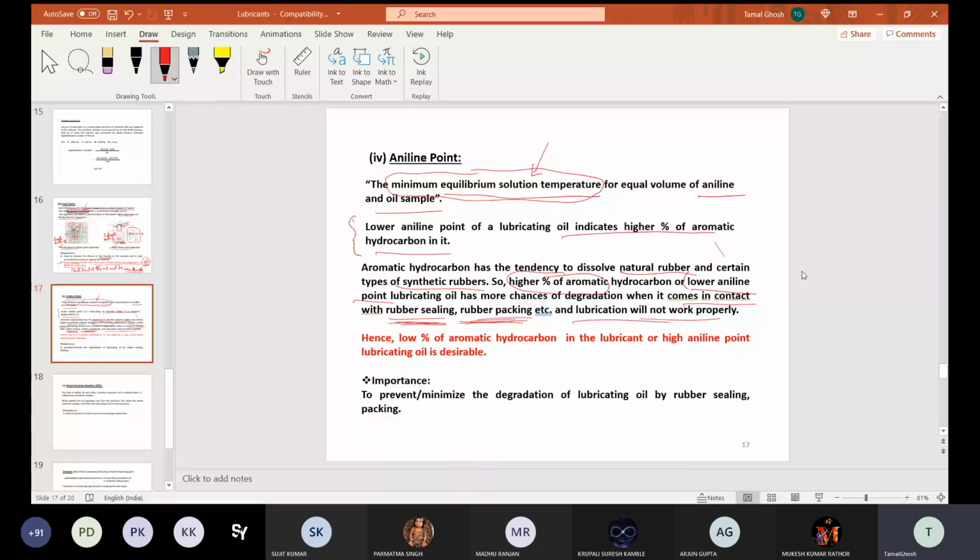So our requirement is that a low percentage of aromatic hydrocarbon or a high aniline point is desirable. Okay, so a low percentage of aromatic hydrocarbon or high aniline point should be there. So this is used to minimize or prevent the degradation of lubricating oil by rubber sealing, rubber packing, etc. Okay, so this was our fourth property, aniline point.